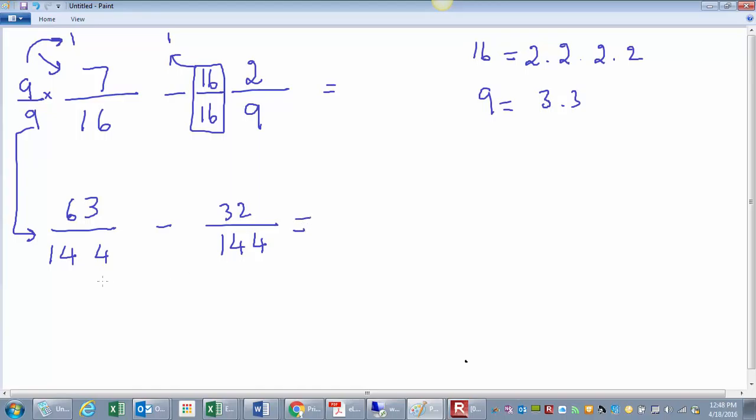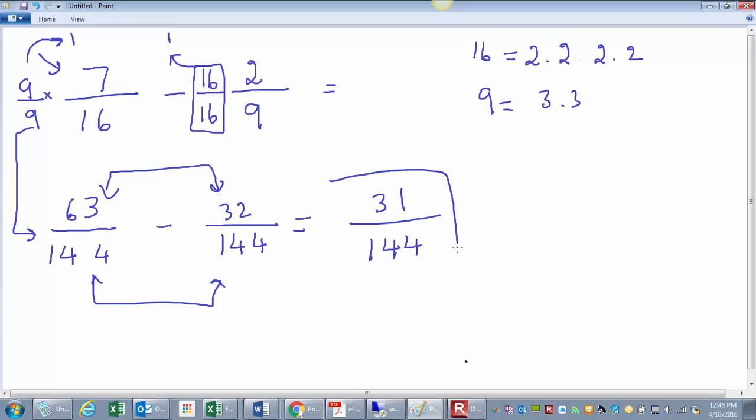Subtract. Now that we have the same denominator, all we have to do is subtract the numerators. 63 minus 32: 3 minus 2, 1. 6 minus 3, 3. And we keep the 144, so the final answer is 31 over 144.